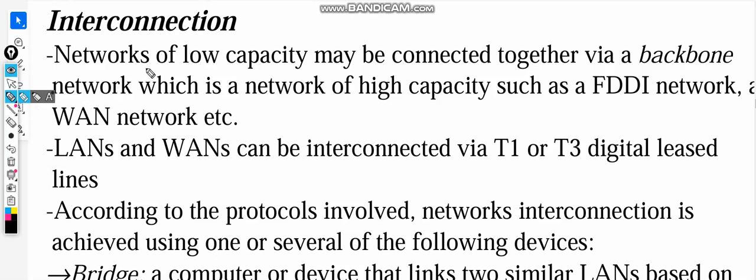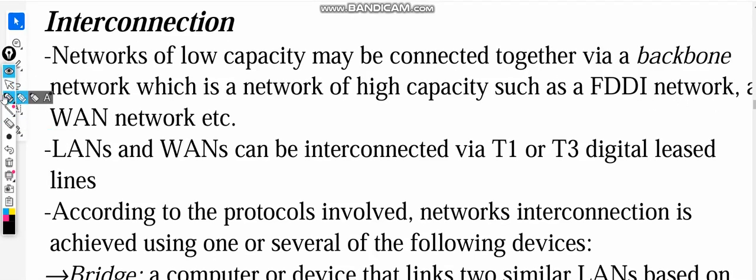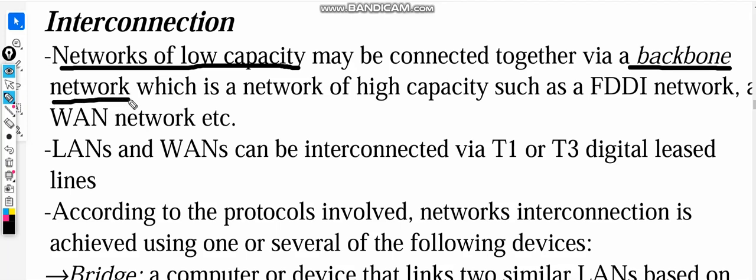Interconnection. Networks of low capacity may be connected together via a backbone network, which is a network of high capacity such as an FDDI network, a WAN network, etc. Networks which have low capacity, meaning low speed, may be connected together via a backbone network.